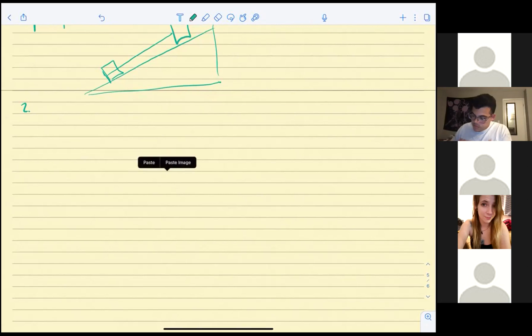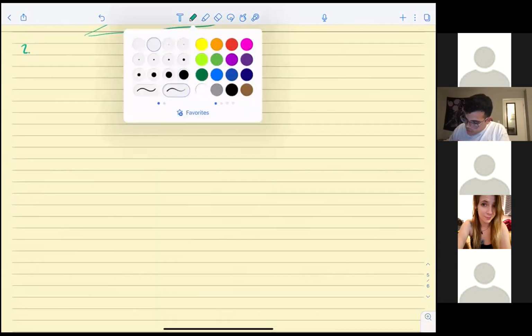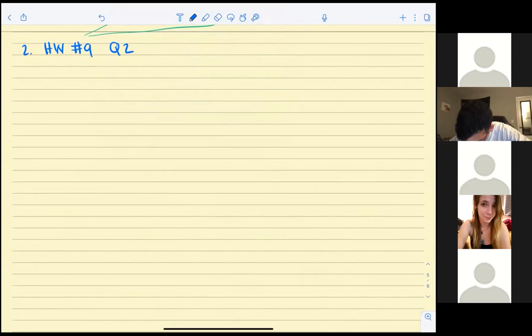Number 2. So again, it's really important that you draw the picture. So let's go ahead and grab a useful color here. So number 2 is homework number 9, Q2. I'm going to try my best to draw a very clear picture here, because if I don't, it might be a little confusing. So let's imagine this is the ceiling. This is the ceiling.